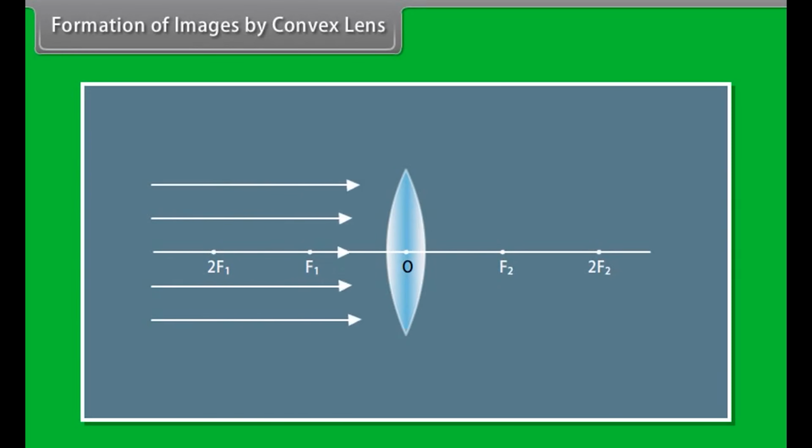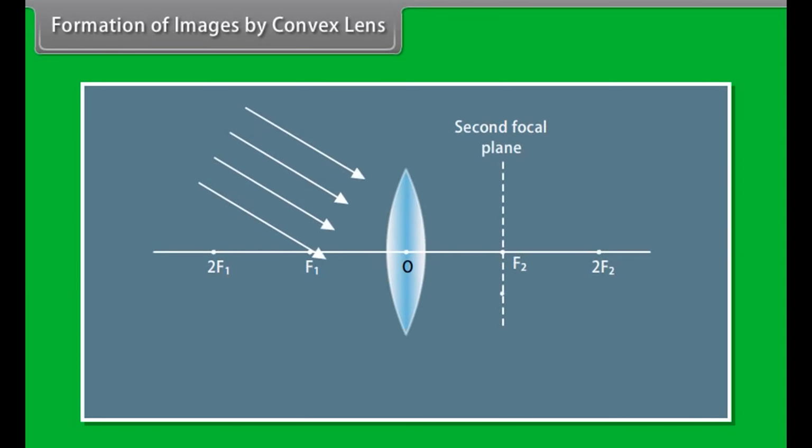Formation of images by a convex lens. When the object is placed at infinity and the rays are parallel to the principal axis, then the image is formed at the principal focus on the other side. The nature of the image is real, inverted, and diminished.